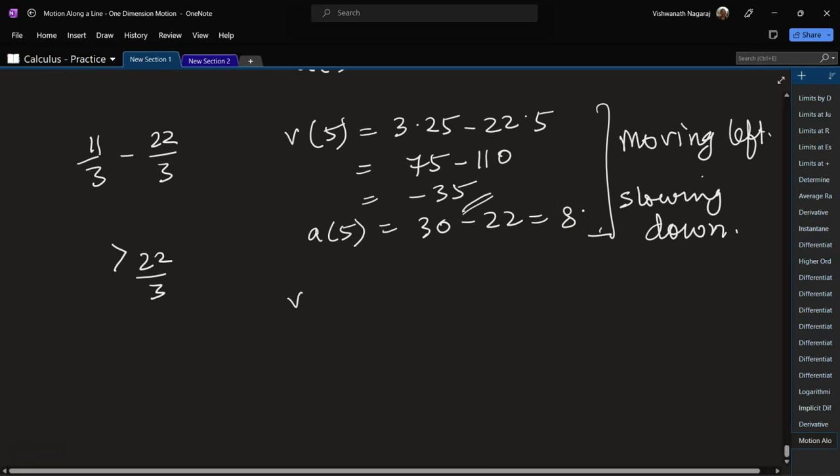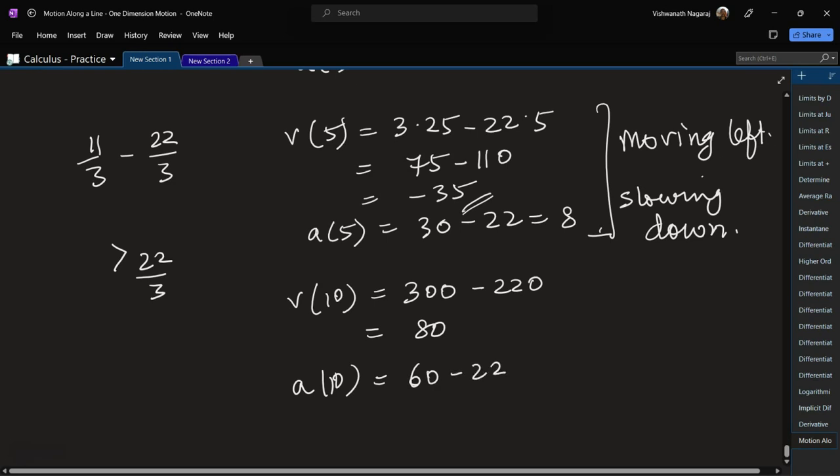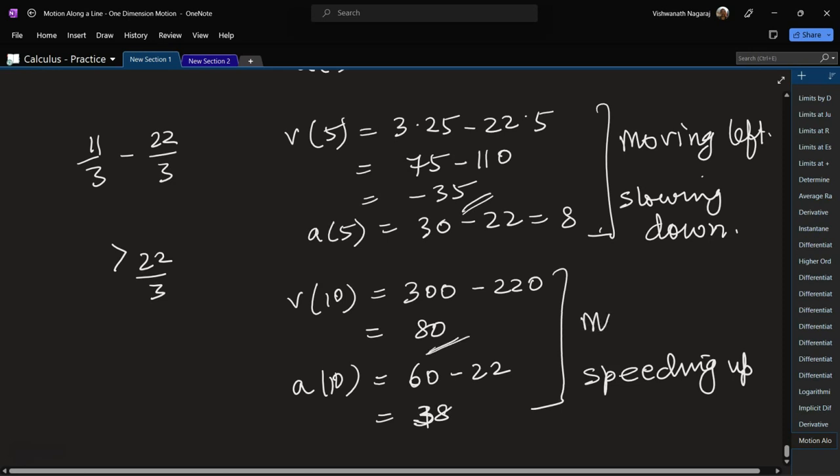So let's take this as v of 10. V of 10 will be 3 times 10 square, that is 300, minus 22 times 10, that is 220, which gives us 80. A of 10 is equal to 60, that is 60 minus 22, which is equal to 38. Now here both are positive, so speeding up, and this is positive, so moving to the right.